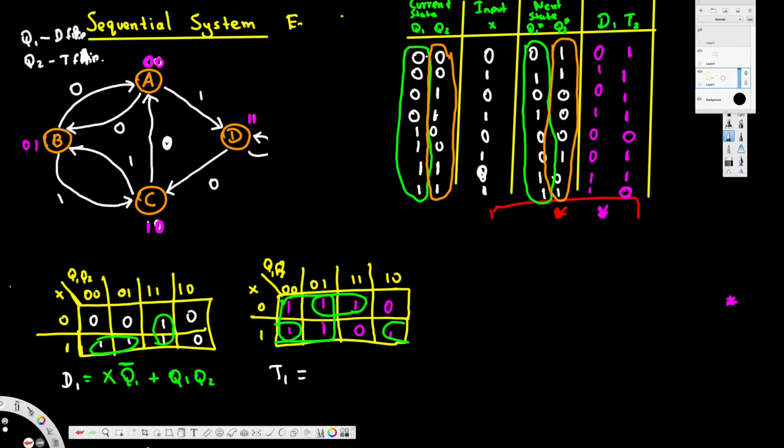Okay, now let's write the truth table for this one. T1. Let's look at the group of four 1s together. What is not changing? Q1 is not changing, but it's 0, so we have to put a bar for that. Then let's look at these two. For this one, Q2 is not changing, but it's 1 already, so we don't have to put a bar. And X is not changing, but X is 0 at this state, so we have to put a bar. Then here, Q2 is not changing, but it's 0, so we have to put a bar. And X is not changing, but it's 1, so we can keep it as it is. Now based on the truth table, we can design our flip-flop.